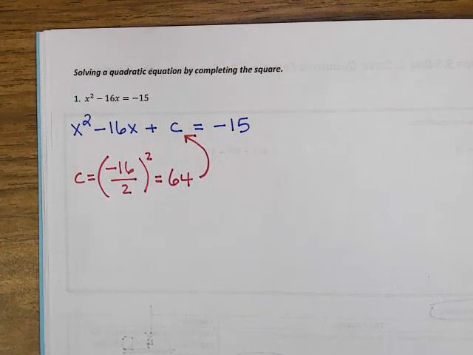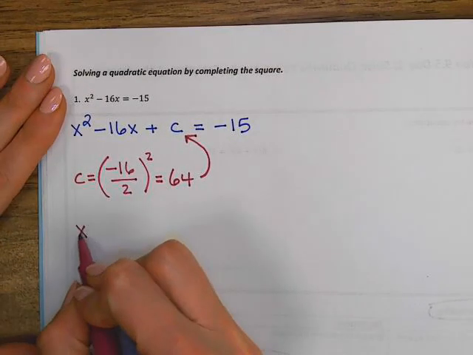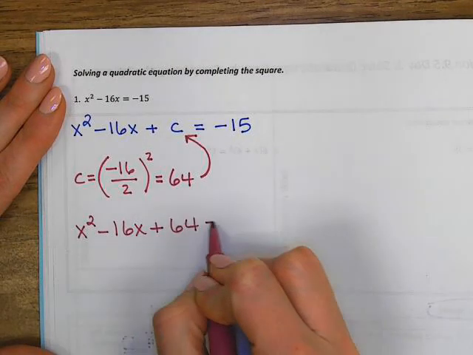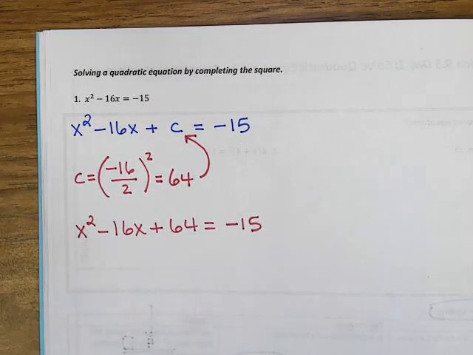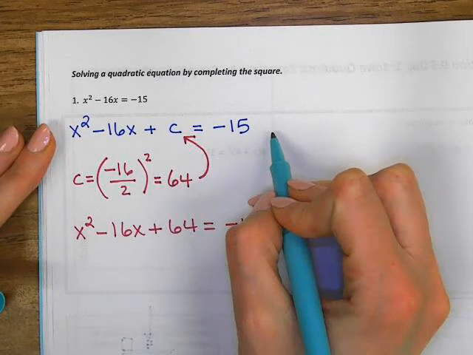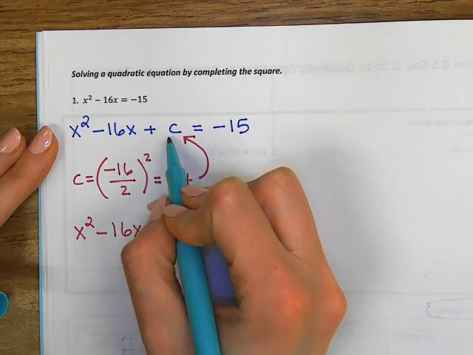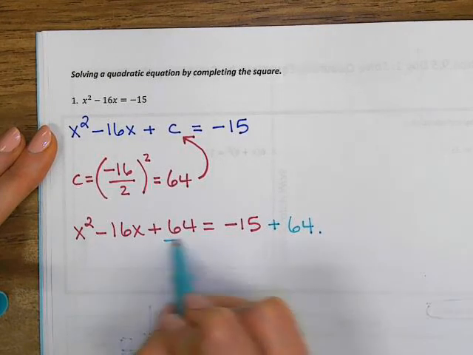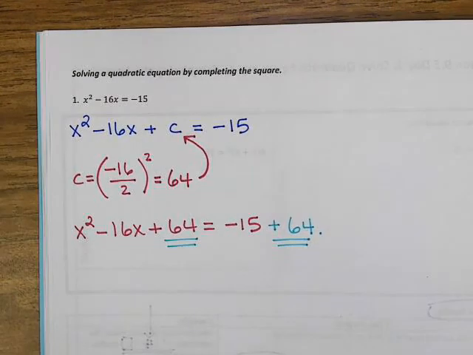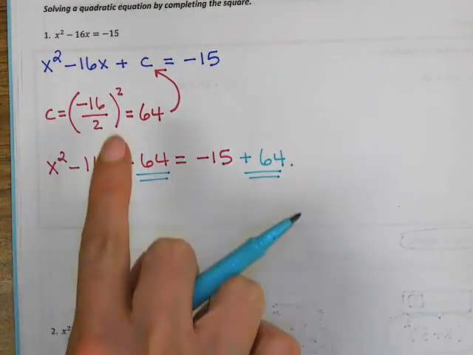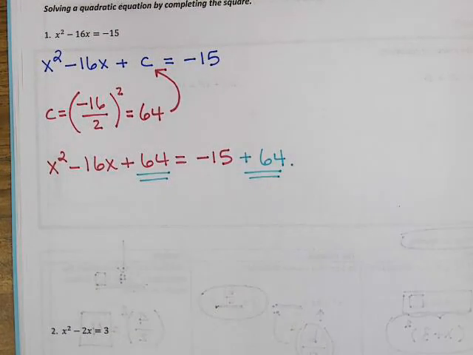All right, so I'm going to rewrite the problem now. So now we have x squared minus 16x plus 64 equals negative 15. But here's the story. You can't just add 64 to one side and do nothing to the other. If you're adding 64 to the left side, you're going to have to also add 64 to the right to balance it out. Equations always have to be balanced. Anything you add to one side, you have to be fair and add it to the other side.